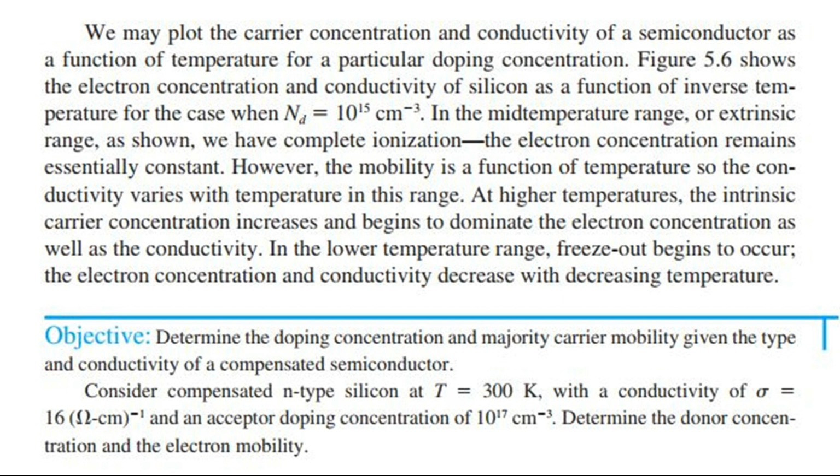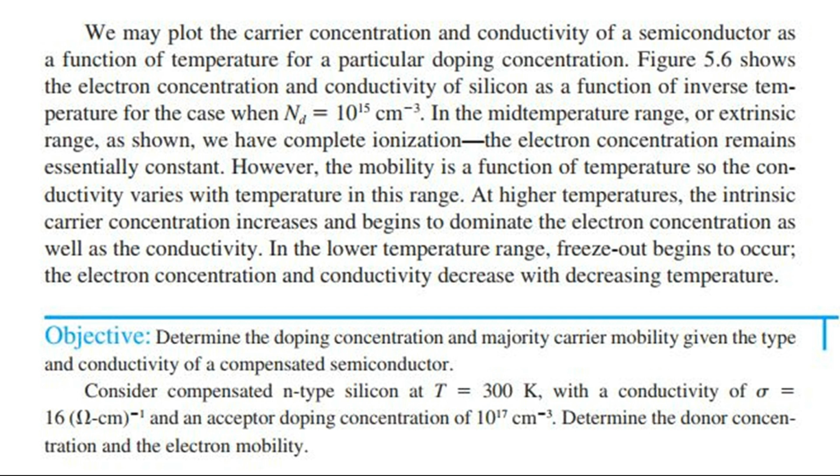In the mid-temperature range, or extrinsic range, as shown, we have complete ionization. The electron concentration remains essentially constant. However, the mobility is a function of temperature, so the conductivity varies with temperature in this range. At higher temperatures, the intrinsic carrier concentration increases and begins to dominate the electron concentration as well as the conductivity. In the lower temperature range, freeze-out begins to occur, and the electron concentration and conductivity decrease with decreasing temperature.